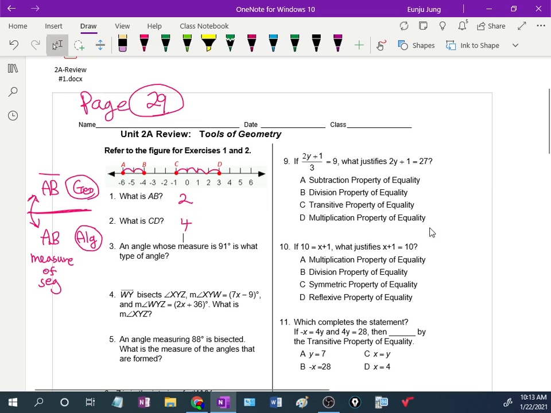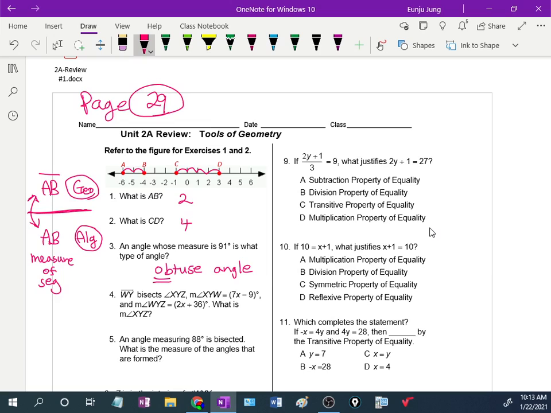Number 3, an angle whose measure is 91 degrees is what type of angle? 91 is greater than 90 degrees, right? If it is greater than 90 degrees, we say obtuse angle. If it is less than 90 degrees, what is it called? Acute means keen or thin, okay, sharp. Obtuse, OB stands for, oh, like obesity, big, okay? So think about OB as greater than 90 degrees.